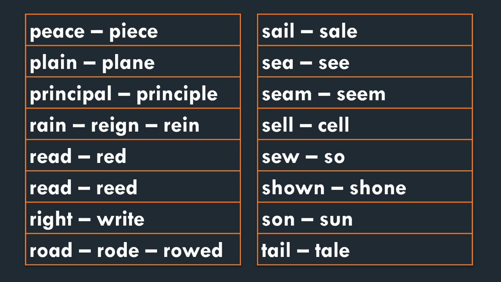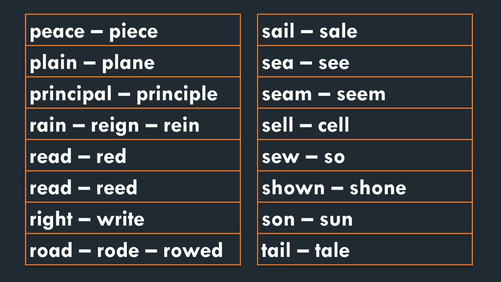Next is shown and shone. Shown is the past participle of show, and shone is the past form and past participle of shine. Next is sun, with spellings son and sun. Son is one's boy child, and sun is a star that you know.